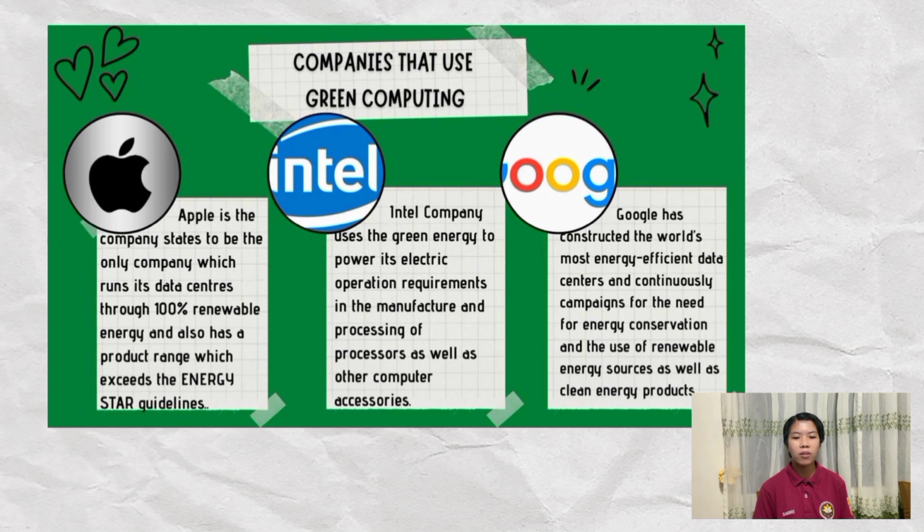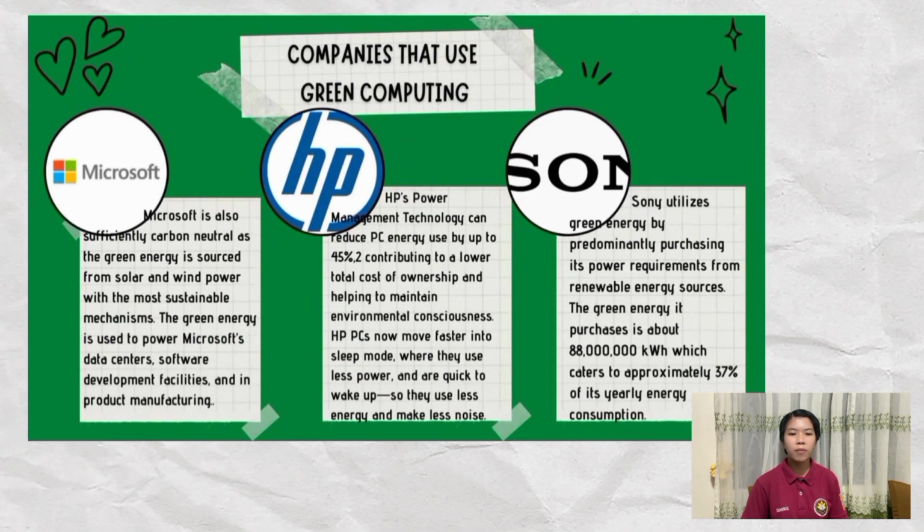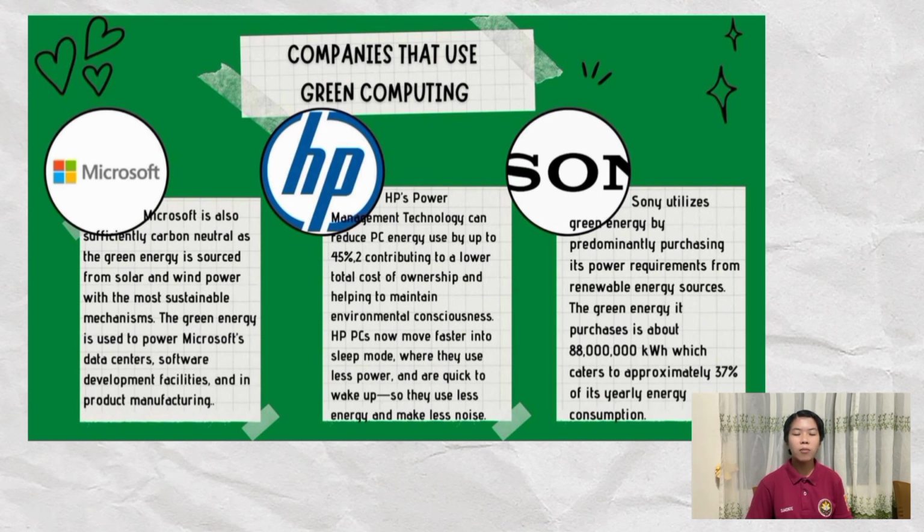of energy conservation, the usage of clean energy goods, and renewable energy sources. Next is Microsoft. Because Microsoft sources its green energy from solar and wind power using the most sustainable methods, the company is also adequately carbon neutral. Microsoft uses green energy to power its data centers, software development facilities, and product manufacturing.